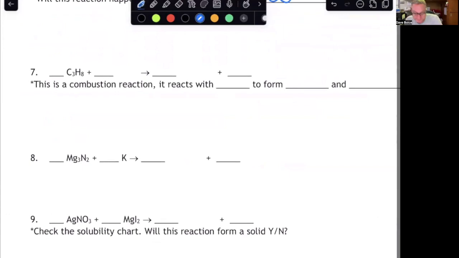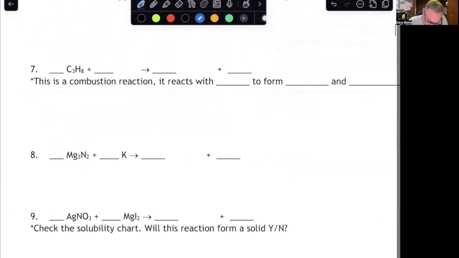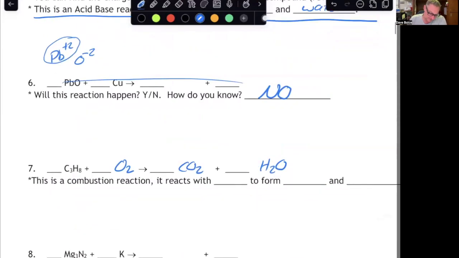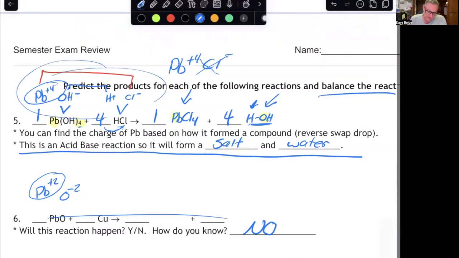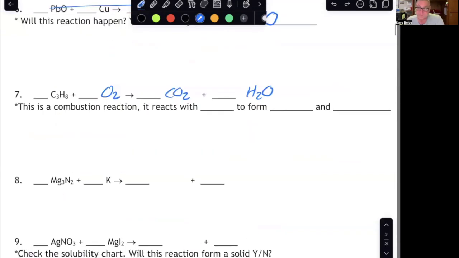Okay, this is a combustion reaction. That means it reacts with O2 to form CO2 plus H2O. This is very important with a double or single replacement or whatever: you can look at those, break them into their ions, just like I did here, and recombine them the correct way, and you're good to go. But with this, you kind of have to know what it makes, or it's going to be a lot harder.